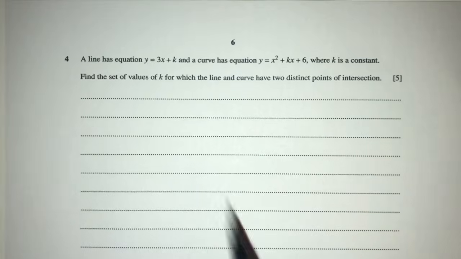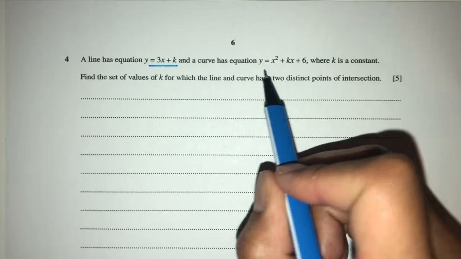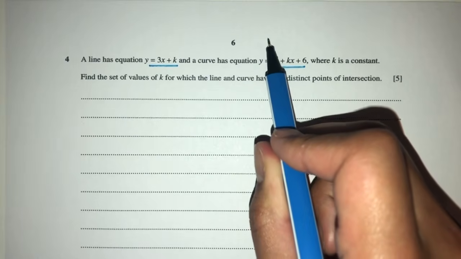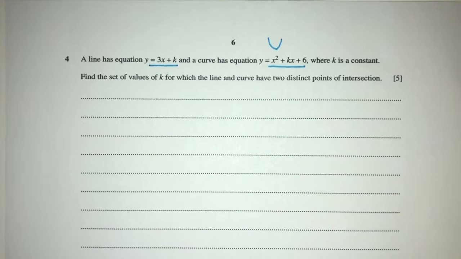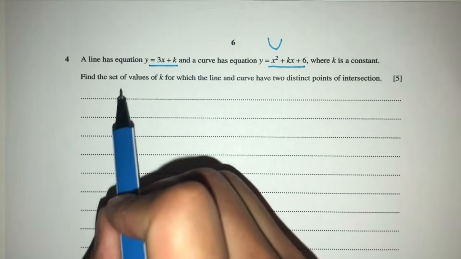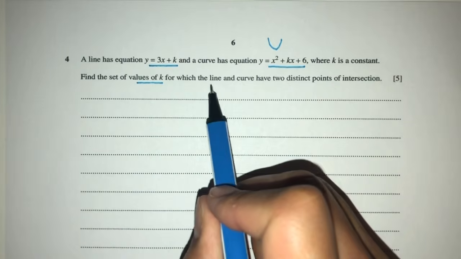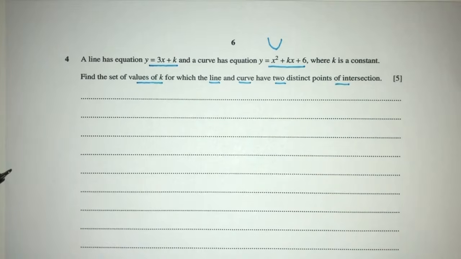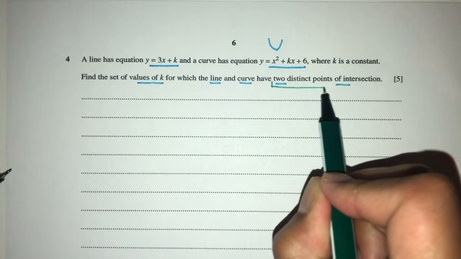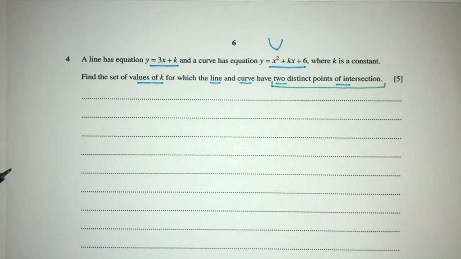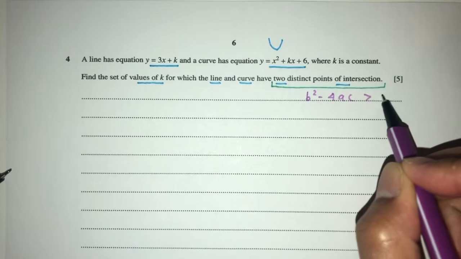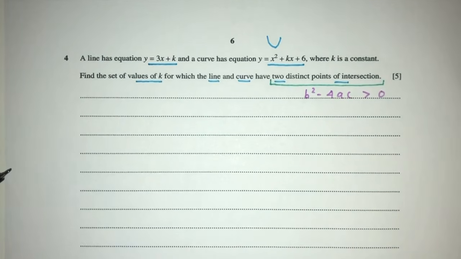So a line has this equation. This is a straight line, and a curve has this equation. This is a minimum curve because we can see this is 1 here. You'll have a shape something like this. That's the first thing we can think at the back of your head. Now where k is a constant, okay, great. Now we have to find the set of values of k for which the line and the curve have 2 distinct solutions. So what does this mean? Whenever you see 2 distinct points of intersection, we think about b squared minus 4ac has to be more than 0. That's the first thing we actually think about.